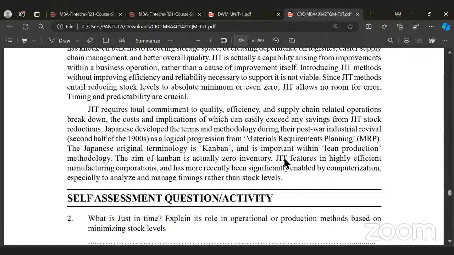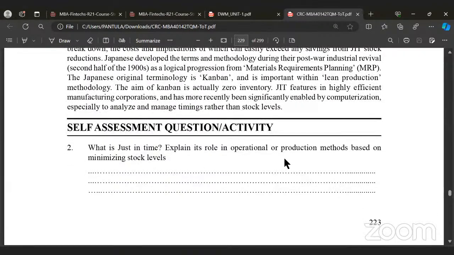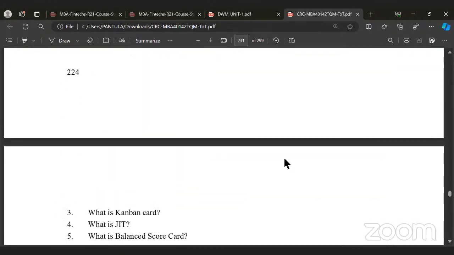Shift is actually the capability of rising from improvements, without improving efficiency and reliability. Even then, with an absolute minimum or even zero stock, it allows little room for error in timing. So this is how JIT works.